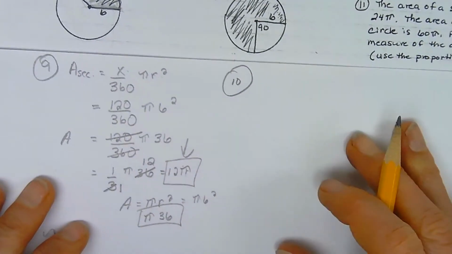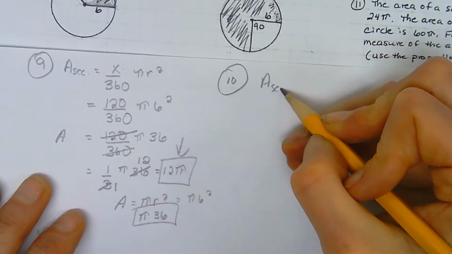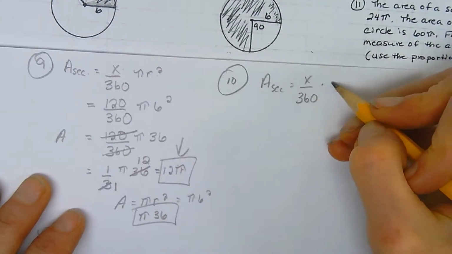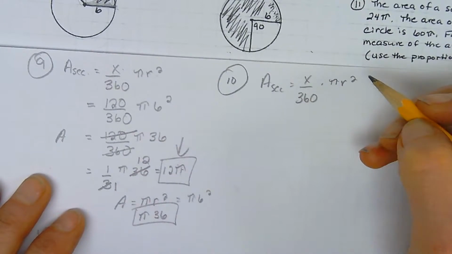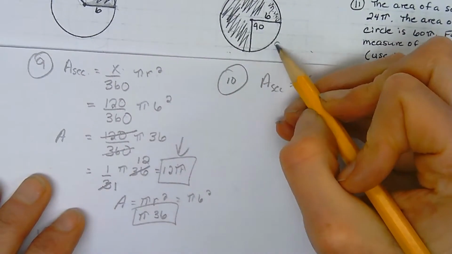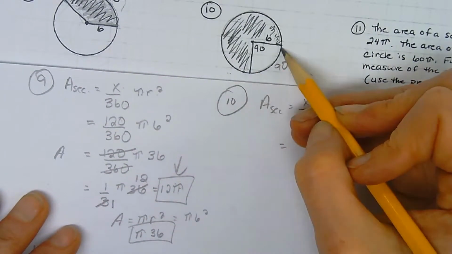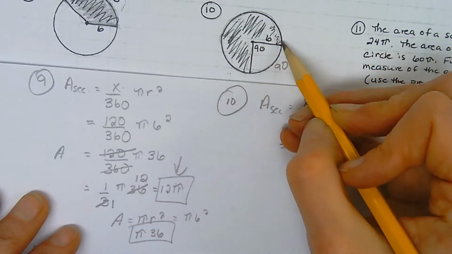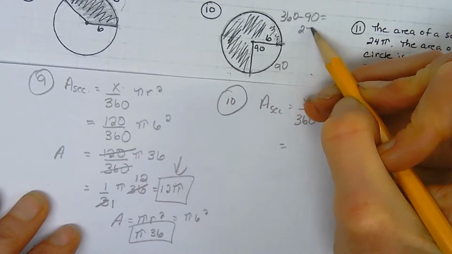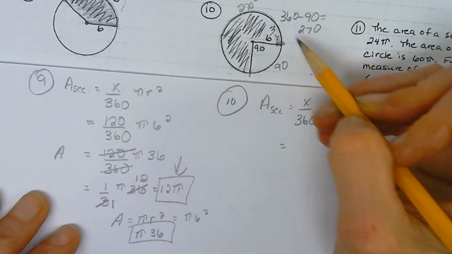Number 10. The area of this sector is equal to the measure of the arc over 360 times the whole area. And if this measure here is 90, then this arc is 90. Central angles are equal to their arc. And if this arc is 90, then this whole remainder arc is 360 minus 90. So 360 minus 90 is 270. So this arc right here is 270, and that's what we're going to use in our formula.